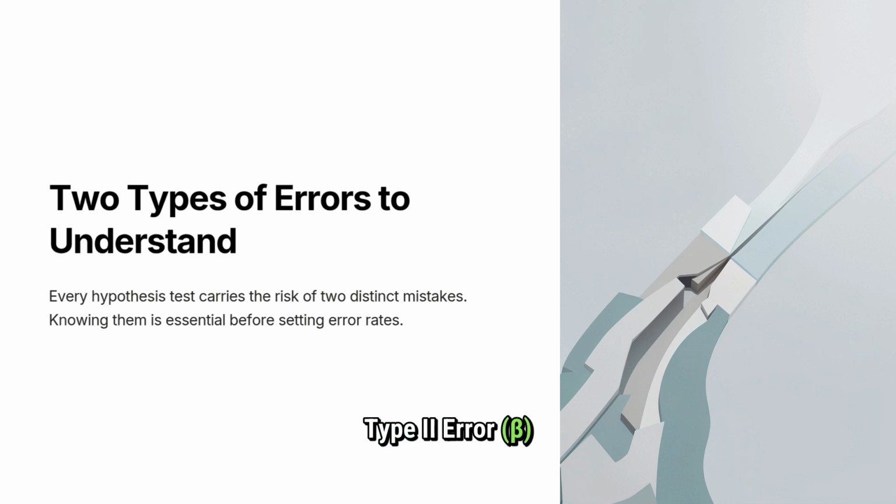Type 2 error, beta, occurs when the null hypothesis, H0, is not rejected even though it is actually false. This is known as a false negative or a missed detection. For example, a real process improvement exists, but the study fails to identify it. The ability to correctly detect a real difference is called statistical power, which is calculated as 1 minus beta. Higher power means a greater chance of detecting meaningful changes when they truly exist.